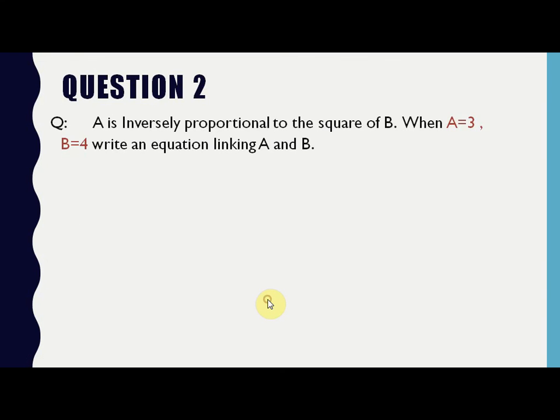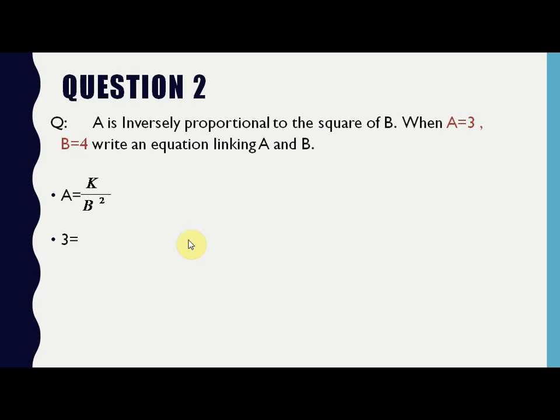Now move on. Question number 2 is: A is inversely proportional to the square of B. You know what the square of B is, what the cube of B is. In previous directly proportional lessons, I clearly defined these things. So move on. First we have to write the basic general equation: A is equal to K divided by B square. This is the general formula.